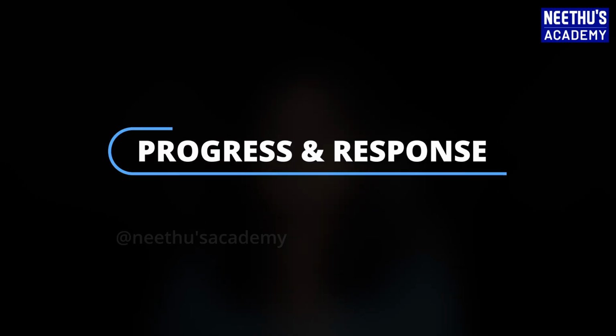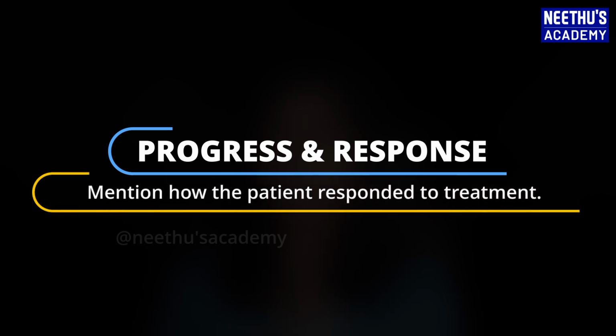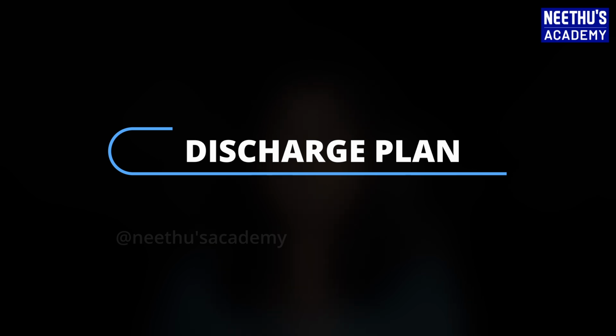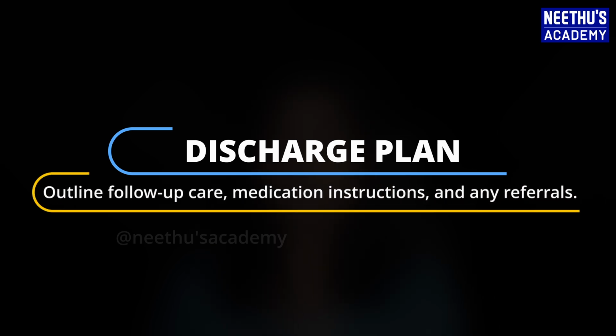The fourth one is progress and response, or the discharge status of the patient. In this, you need to mention how the patient responded to the treatment and management, the improvement of the patient, and the current health status. The fifth one is the discharge plan or the post-discharge care instructions. Here, you need to outline any referrals, medication instructions, and follow-up care. And the last one is recommendations for healthcare professionals. In this, you can mention any specific instructions for ongoing treatment.